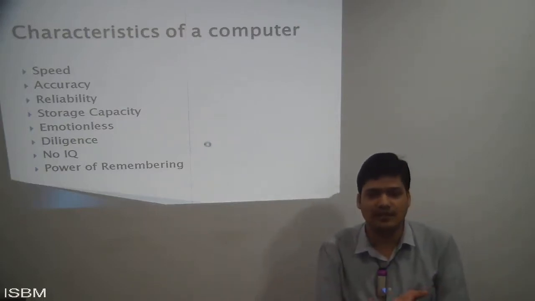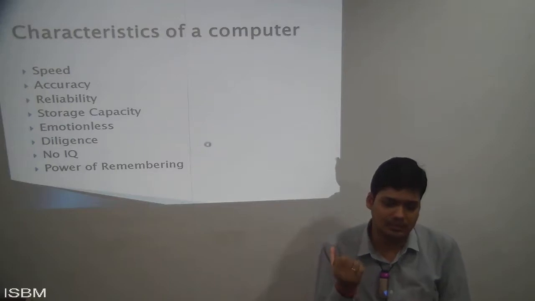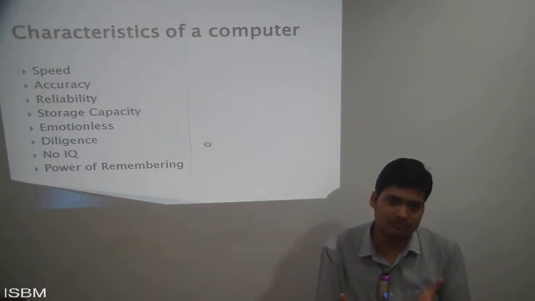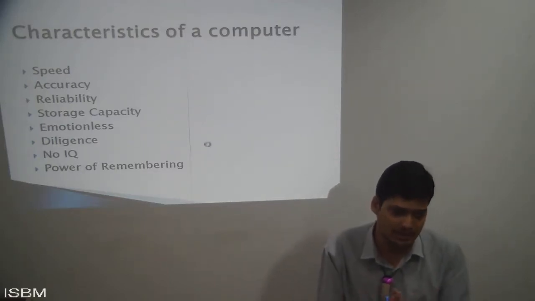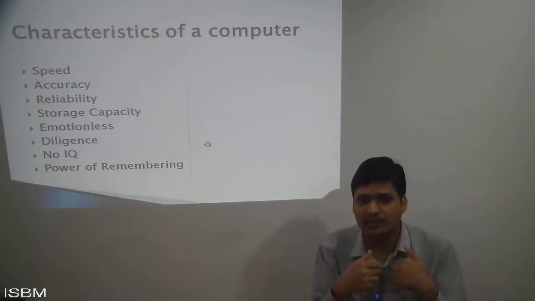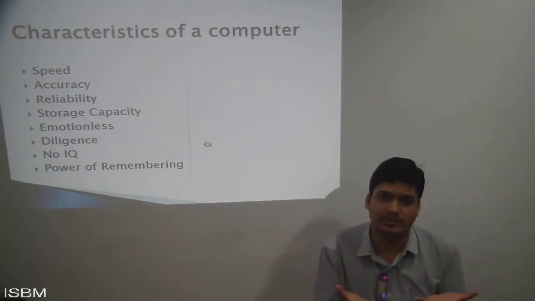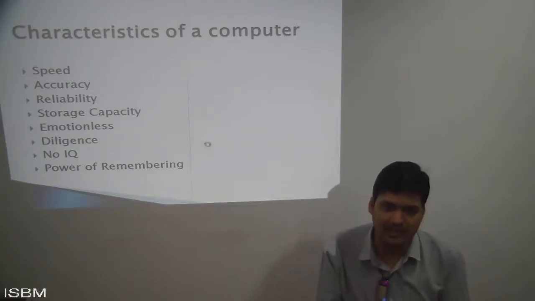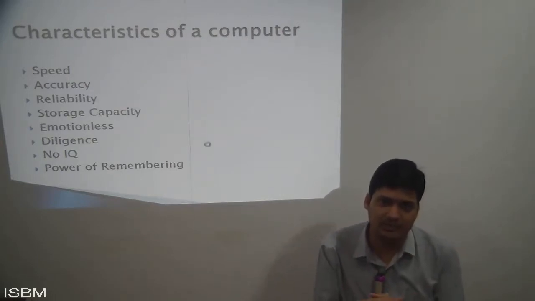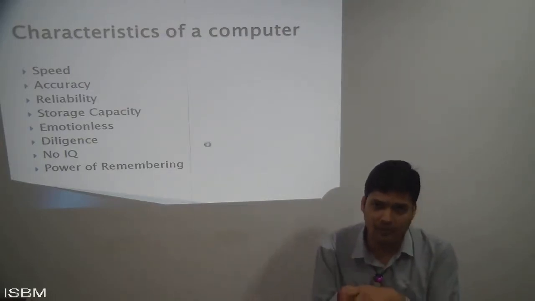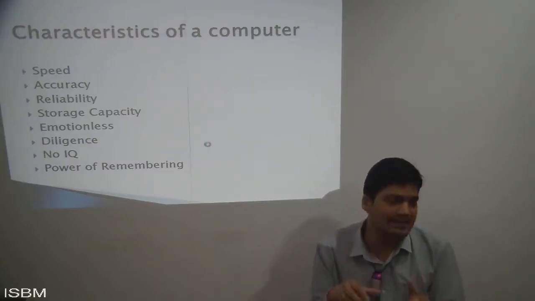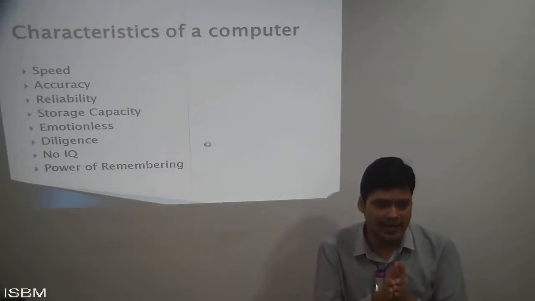Whatever you write, it will give you the answer. There is no thinking capability in the computer. Because human beings think, the computer thinks only because we made the computer. So whatever direction we give the system or computer, the same direction the computer will follow, because they don't have their own mind. They can't think like a human being, so they don't have an IQ.